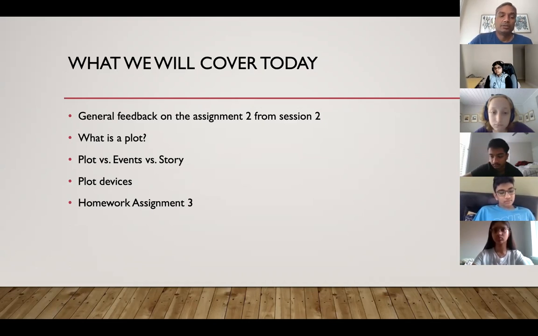Today, when we talk about what is plot, you will develop a very clear understanding that if somebody says plot, what that person really means. Then we will look at plot versus events versus story. How are they different? And what do we really mean? And how they are related? Then we will look at plot devices. So these are devices that are used to make story move, right? Your plot move. So we will get into that. And then we will talk about homework assignment 3. All right.